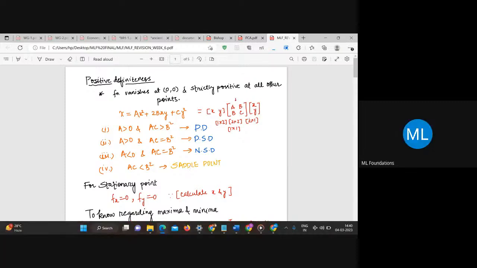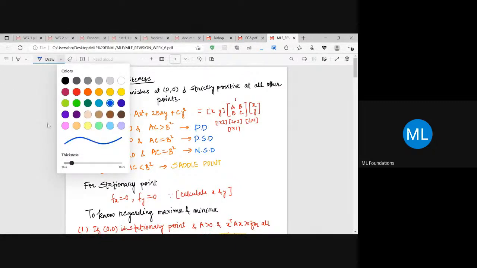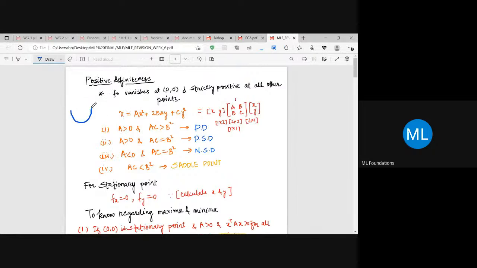So how will you represent this graph if a is positive? Whether this will be like this, or like this, or maybe like this. Which one is correct out of the three? For a greater than 0, the coefficient of x squared is positive. The first one, right? Yes, sir.